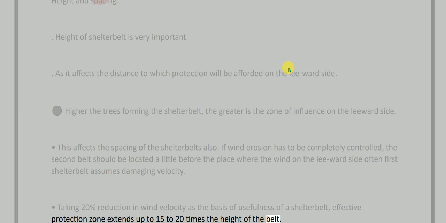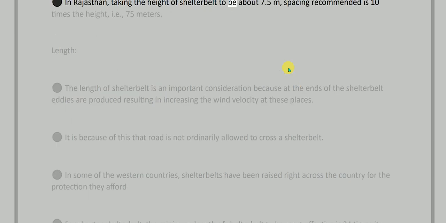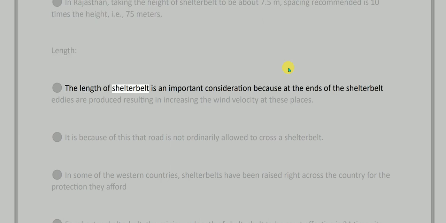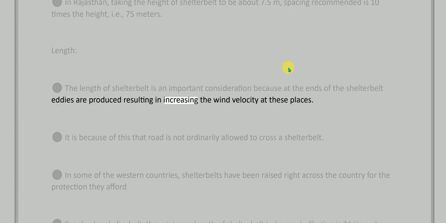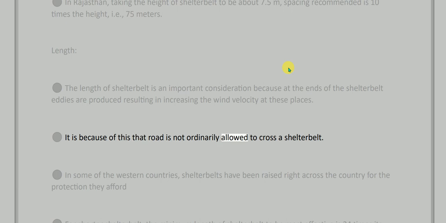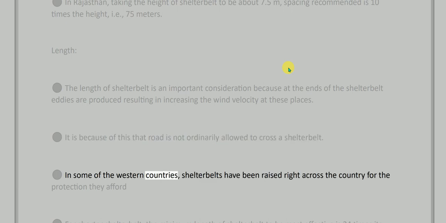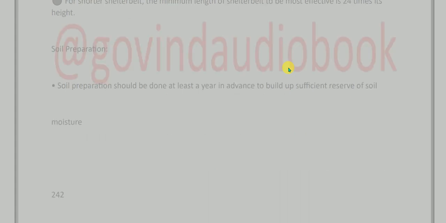In Rajasthan, taking the height of the shelter belt to be about 7.5 m, the spacing recommended is 10 times the height, i.e., 75 meters. Length. The length of a shelter belt is an important consideration because at the ends of the shelter belt eddies are produced, increasing the wind velocity at these places. It is because of this that a road is not ordinarily allowed to cross the shelter belt. In some western countries, shelter belts have been raised right across the country for the protection they afford. For shorter shelter belts, the minimum length to be most effective is 24 times its height.